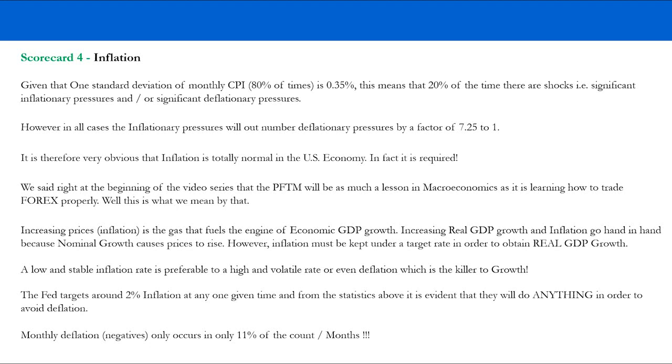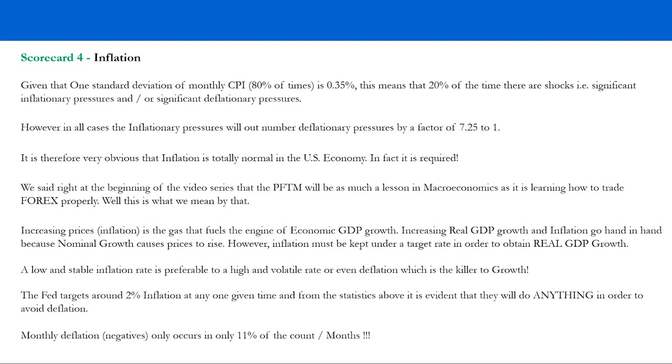Now, in the US, the Fed targets around 2% inflation at any one time. And from the stats above, it's pretty evident, going back all the way to 1947, that they're prepared to do anything in order to avoid deflation. Because when we look at the stats, monthly deflation, the negatives in the data set, only occurs in about 11% of the count, so 11% of months. So deflation is significantly in the minority.